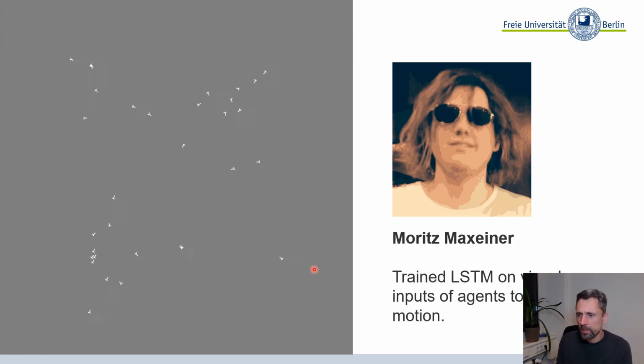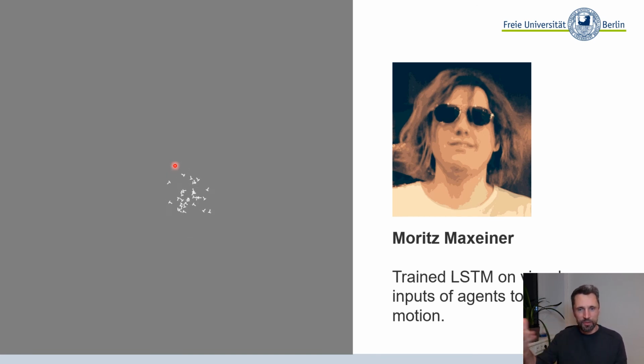And of course, there are so many different things that you can do with RNNs. For example, here, each of these agents sees its surrounding, and an RNN then defines the dynamics of its motion, right? So it tells this agent how to move. And this was done in Moritz's master thesis. He's also now a PhD student in my lab.